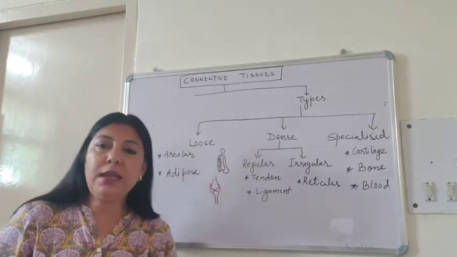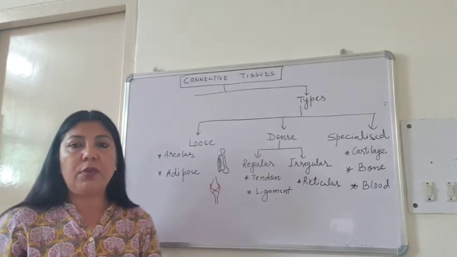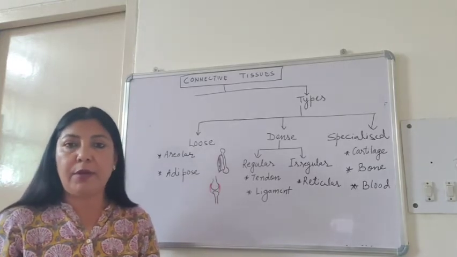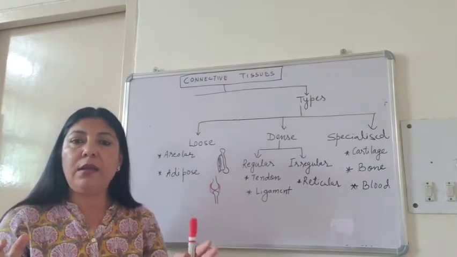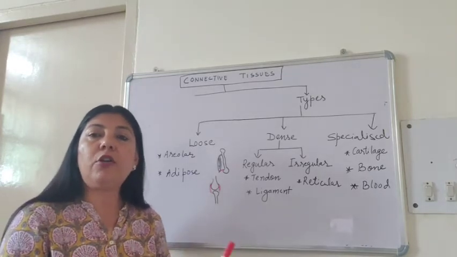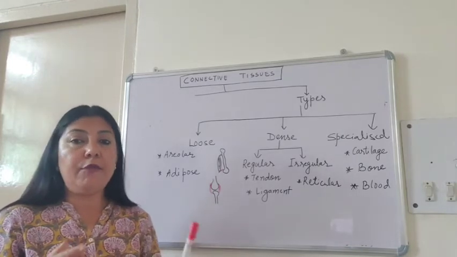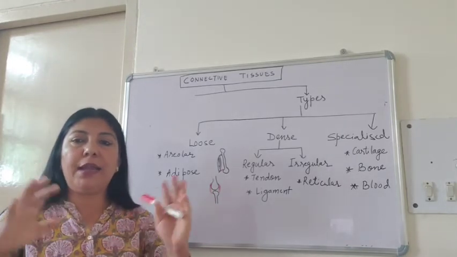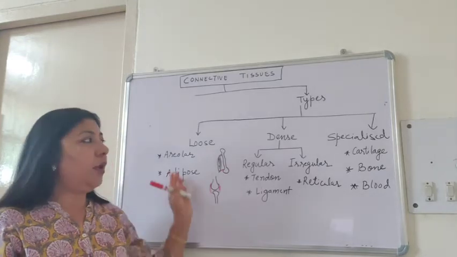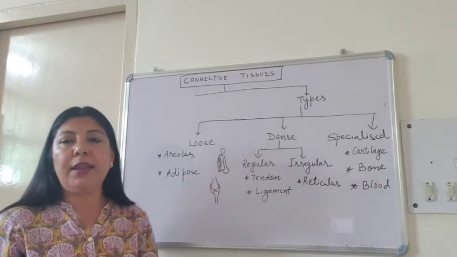And the last one is the reticular connective tissue. The reticular connective tissue is made up of reticulin fibers, and this is providing firmness to skin, and also some other organs like kidney, our liver and lymphoid organs. They are providing a framework. So today we have studied about these two main types of connective tissues.